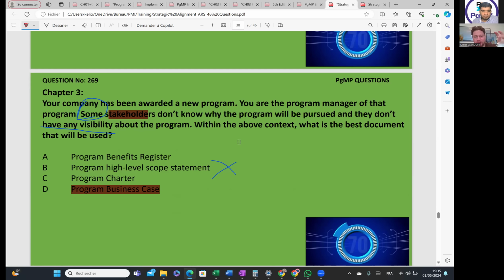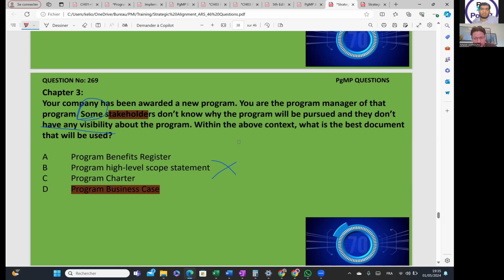Just some stakeholders. So I didn't understand the trick in this question. The question is, within the above context, what is the best document that will be used? So I answered the business case since it's the why and the justification and so on. But the right answer is the high level scope statement because they are out of the program, these stakeholders. No, not outside of the program.